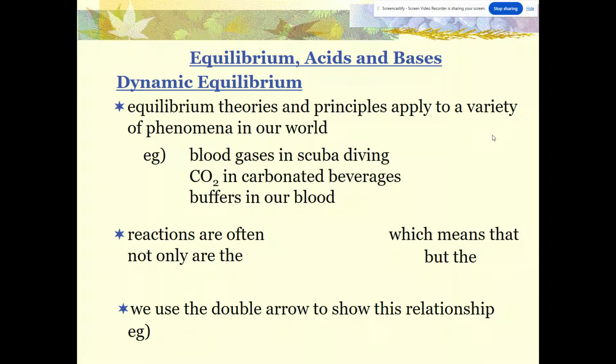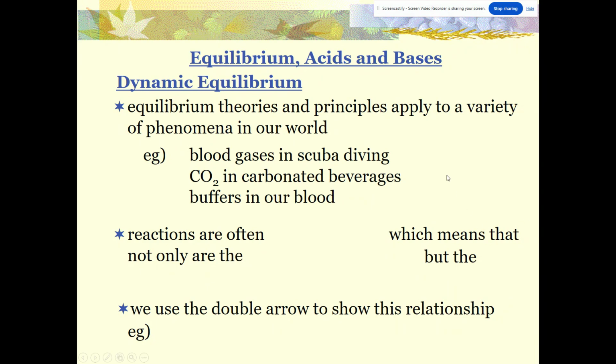This is the first lesson in the unit that I call Equilibrium Acids and Bases. For short, I call it the EAB unit. There's kind of two parts to this unit. There's an equilibrium part, which we'll start talking about today, and then there's an acid-base part. Now the acid-base part builds on the equilibrium concept, so that's why we start with the equilibrium concepts.